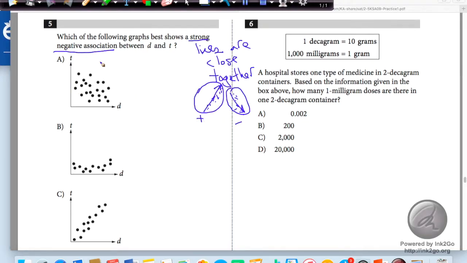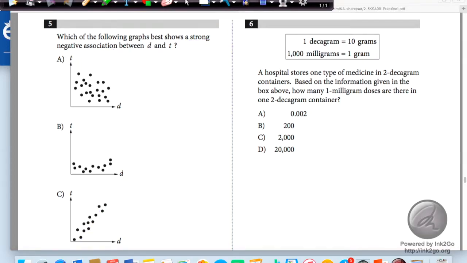You'll see answer choice A looks a little bit too scattered, it's not really strong. You want to find something that's more along this line when it comes to the strength of the line. Okay, problem 5 says, which of the following graphs best shows a strong negative association between B and D? What you need to be aware of is what the word strong really refers to, and that is signifying that the lines are close together.